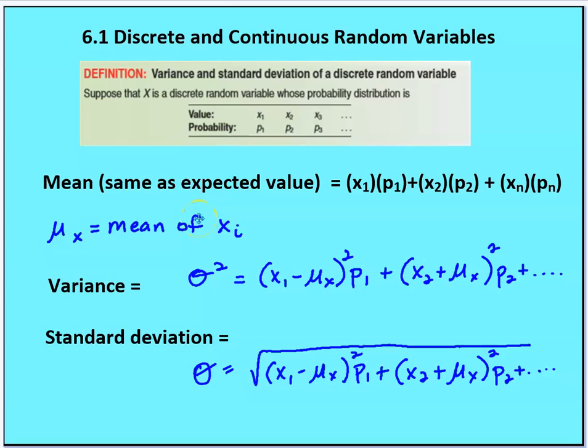The variance then is going to be the sum of the squared differences between the value minus the mean value times the probability. All right. So the variance is equal to the sum of the squared differences of the value minus the mean value, times the probability of that event. And the standard deviation is just the square root of the variance.